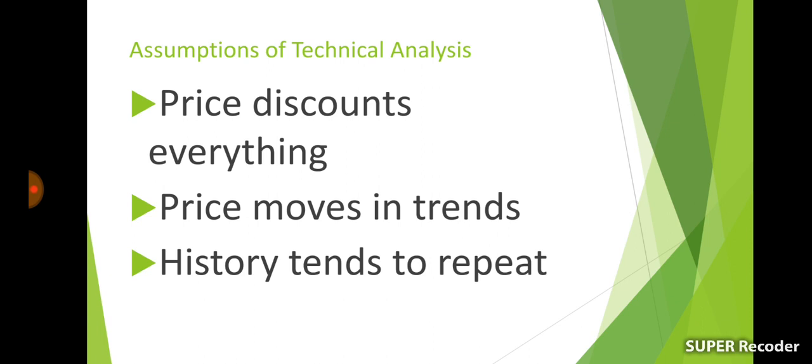If the price trend is upward, it is called a bullish tendency. Then the investor will try to buy such securities because after some time he can sell them for a high price. Likewise, if the tendency of price is downward, that is called bearish, then the investor will try to sell such securities because after some time he can buy them for a lower price. Okay, and the third assumption is that history tends to repeat.